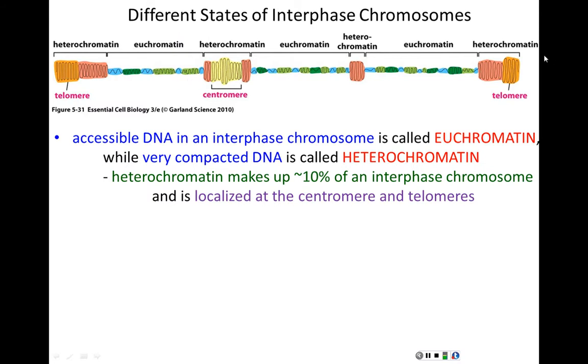But again, here we see the idea of the heterogeneous makeup of a typical chromosome. We've got heterochromatin on the ends making up the telomeres, heterochromatin at the centromere, but other regions are also wrapped quite tightly.